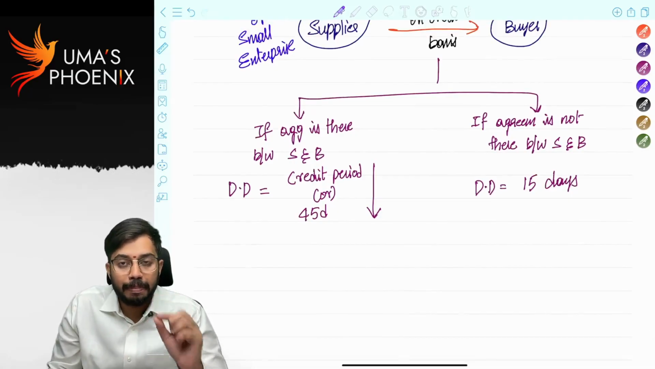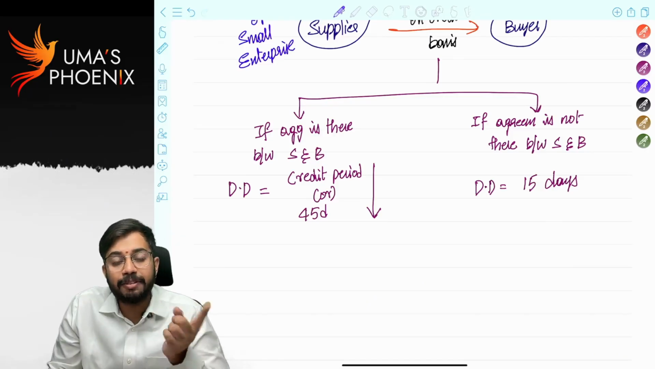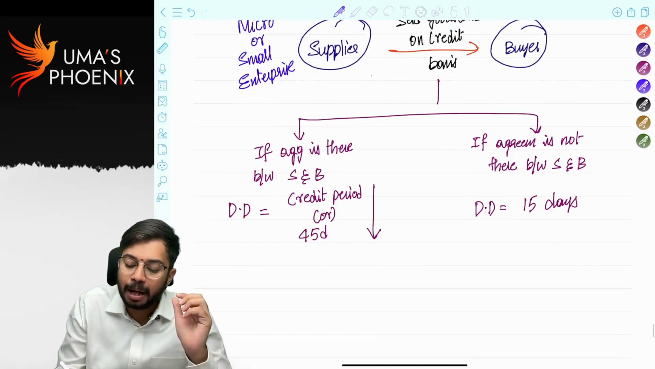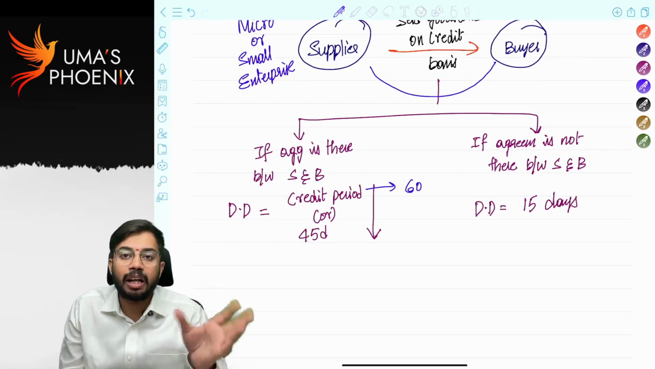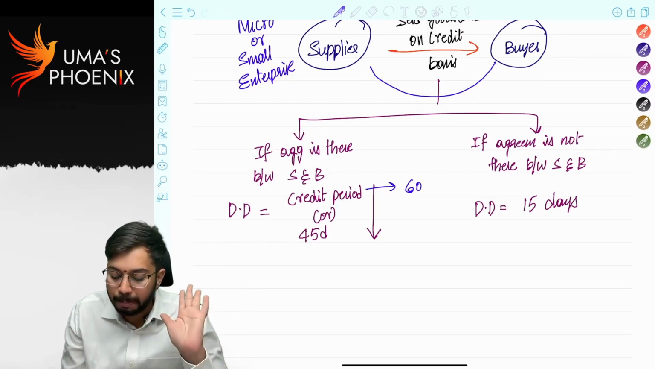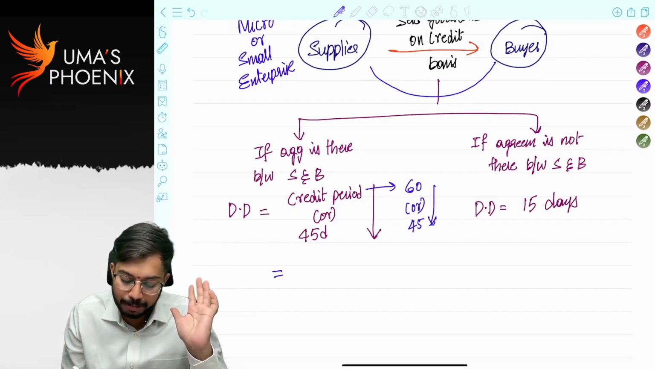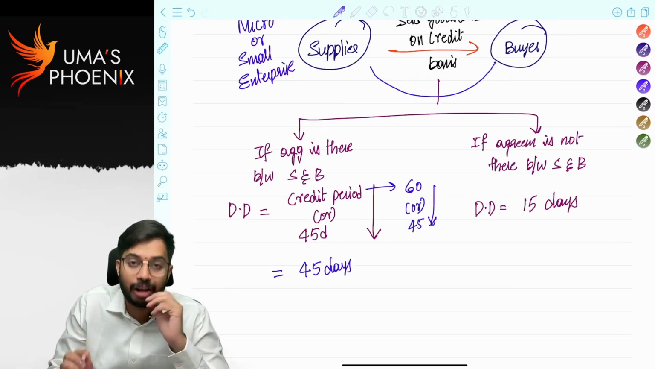As per Income Tax Act section 43BH and as per section 15 of the MSME Act 2006, suppose supplier and buyer entered into an agreement for a credit period of 60 days. Generally 60 days may be allowed, but as per the Income Tax Act, maximum credit period allowed is 60 days or 45 days, whichever is lower. That means payment should be made within 45 days.